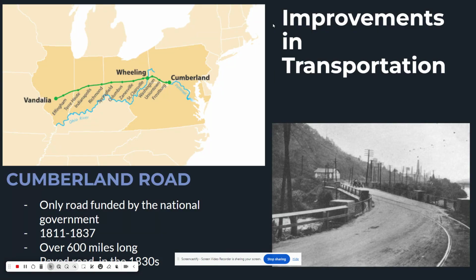In terms of improvements to transportation, we have the development of roads. Most of the internal improvements are actually funded by state governments. However, there is one exception, and that is the Cumberland or the National Road. It goes all the way from Cumberland, Maryland, through the Midwest, going into the heart of Illinois, ending in Vandalia. And it's over 600 miles long. Later on, they'll pave it in the 1850s with asphalt, right? But this is the only one that's funded by the national government.